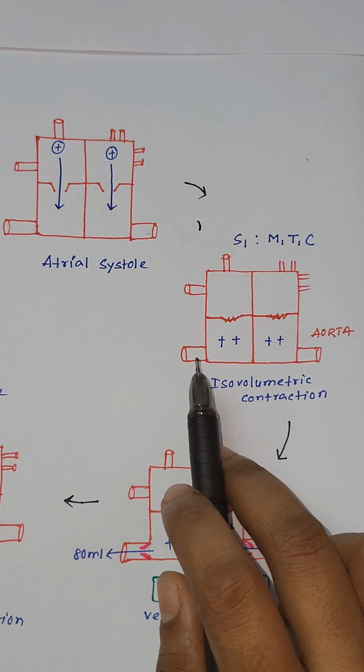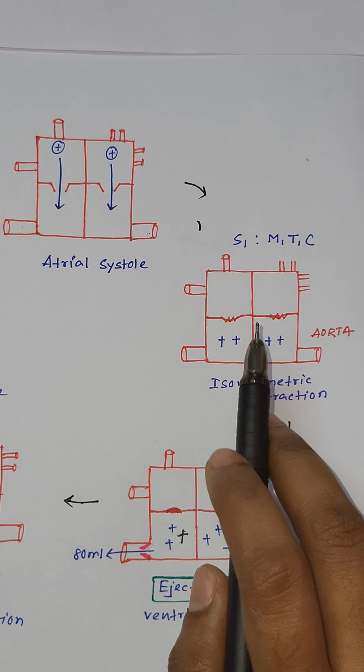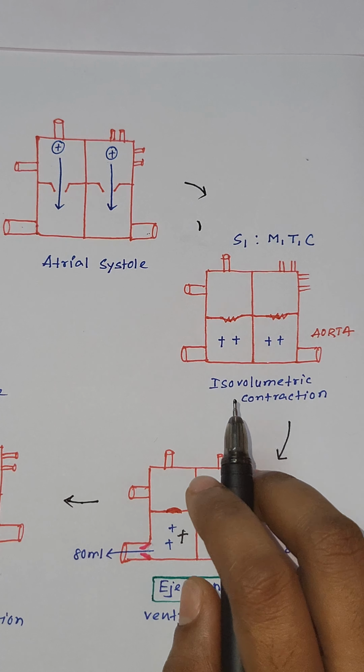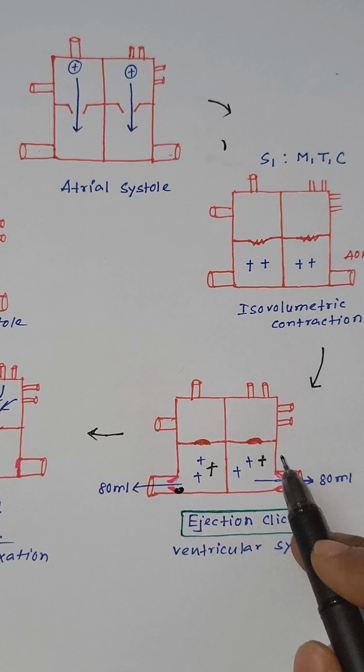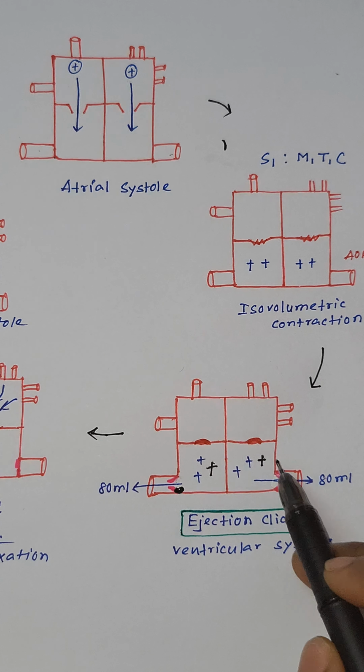This is aorta, this is pulmonary artery. So in this step there is no blood enter into the heart and no blood going outside of the heart. That's why we call it isovolumetric contraction. So after the closure of the mitral and tricuspid valve, pressure increased within the ventricles.